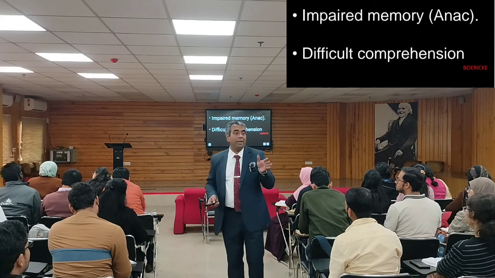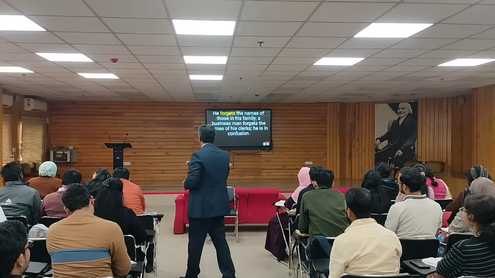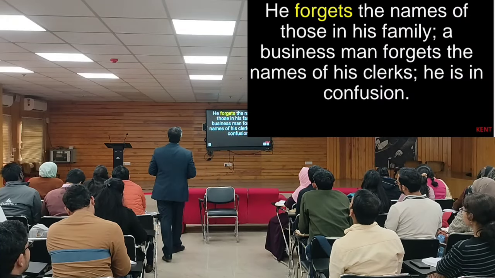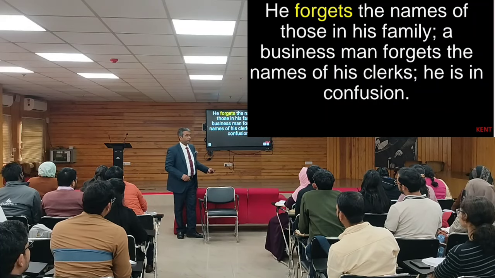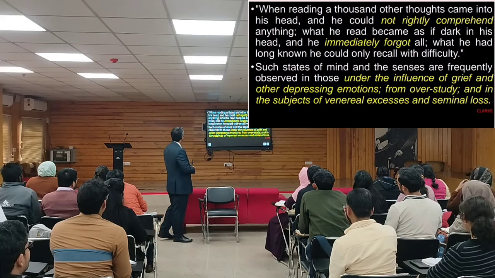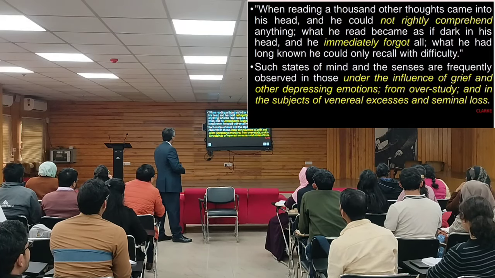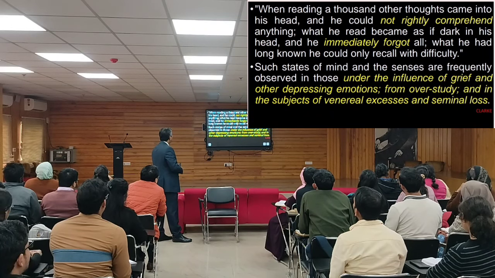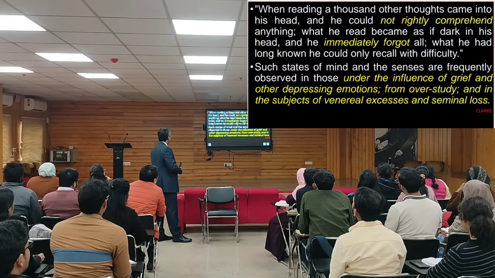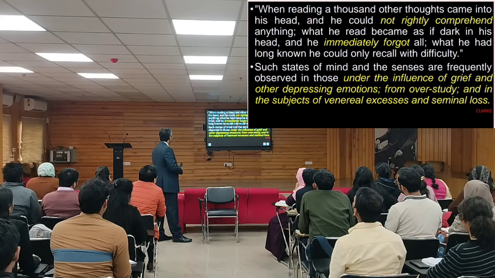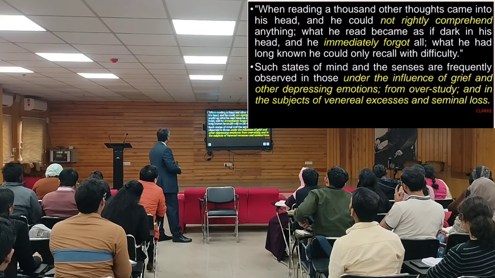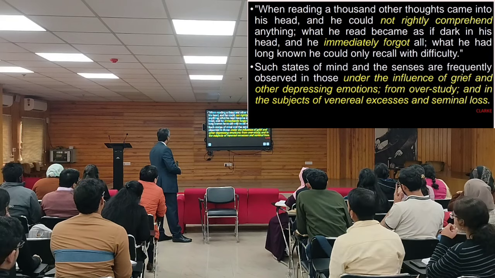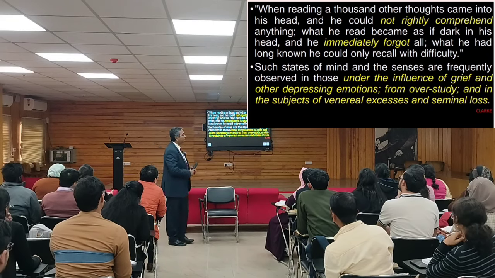That is how the weakness of mind first starts. He forgets the names of those in his family. A businessman forgets the name of his clerk. Confused. Clarke says, when reading, a thousand other thoughts come into his head. He cannot rightly comprehend anything that he has read. It becomes dark in the head and he immediately forgets all. Such a state of mind and senses is frequently observed under the influence of grief and over-depressing emotion, from overstudy, and in the subject of venereal excess and seminal loss.